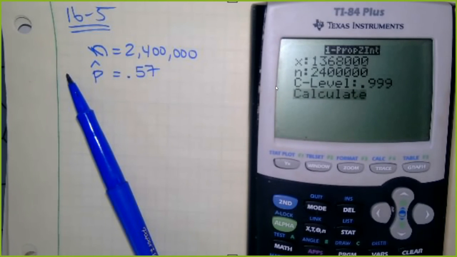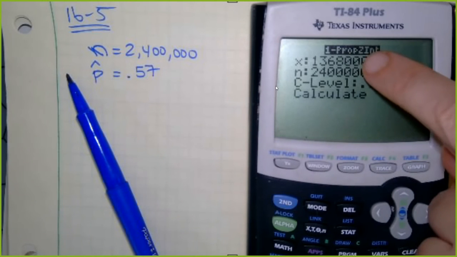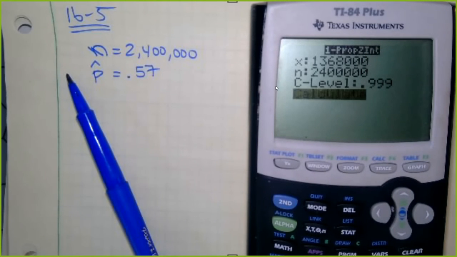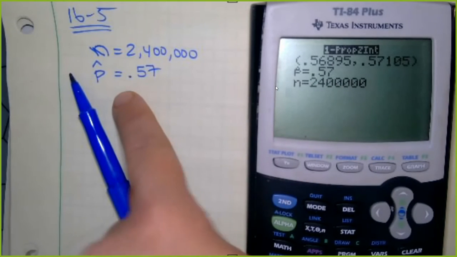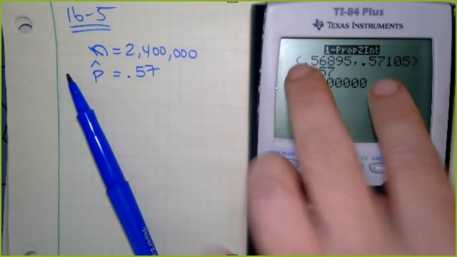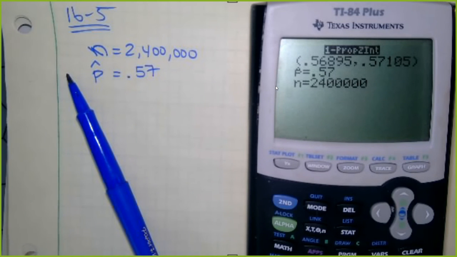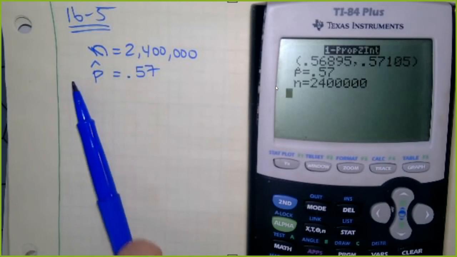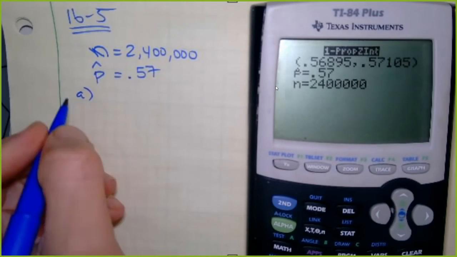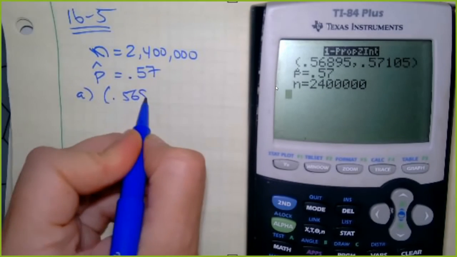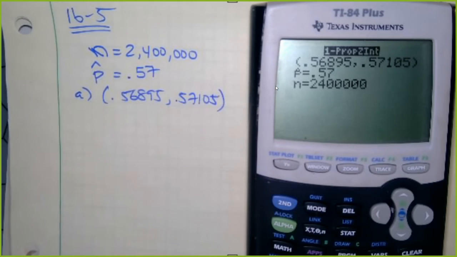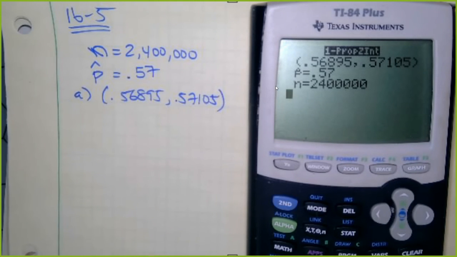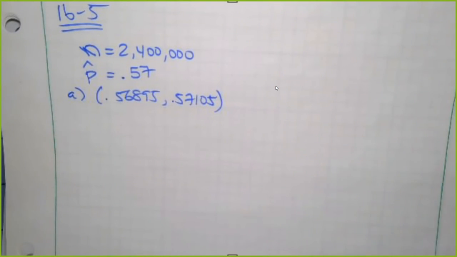Okay, so that's the setup. How many people in your study said what? Out of how many? What confidence level you want? So when you're done, it will give you your p-hat, 0.57, give you your n, and then it gives you your confidence interval. So it asks us to do the calculator to get that interval. So for part A, I've got 0.56895 to 0.57105. So that's my 99.9% confidence interval. It's very narrow, and they're asking us to figure out why.